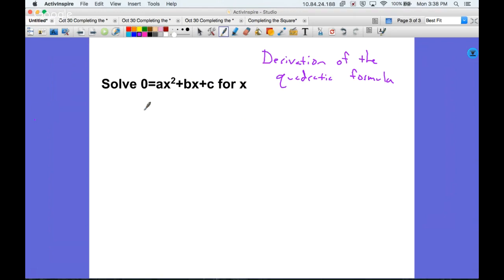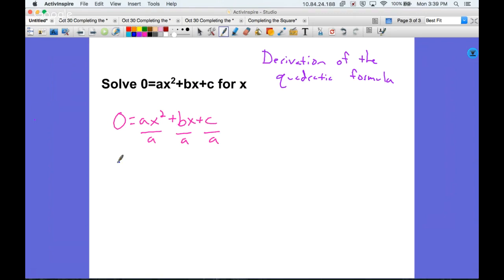So what we're going to do is start with that equation, and we're going to use the technique of completing the square to isolate x in this equation. But since we have all of these variables, they're just going to stay as variables as we solve for x. So first thing I want to do is get rid of my a term. In order to do that, I'm going to have to divide everything by a.